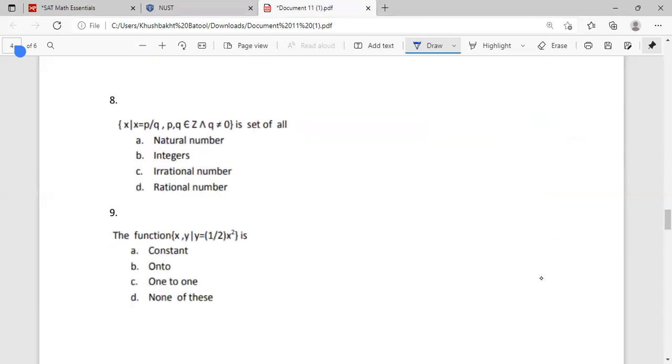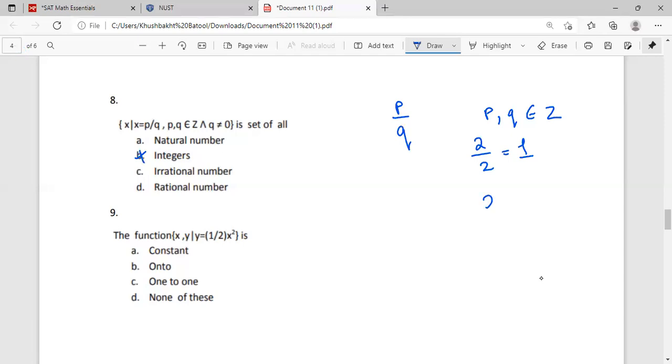So we have a set where it has all x's such that every x is in the form p by q, where p by q belongs to integers and q cannot be 0, because that is an indefinite form. All right, so we have p by q where p and q belong to integers. Now, if something belongs to integers, let's say if p is 2, q can also be 2, and this is 1. One might think that, okay, 1, so b would be the answer, but no, b is not the answer because this is only one case.